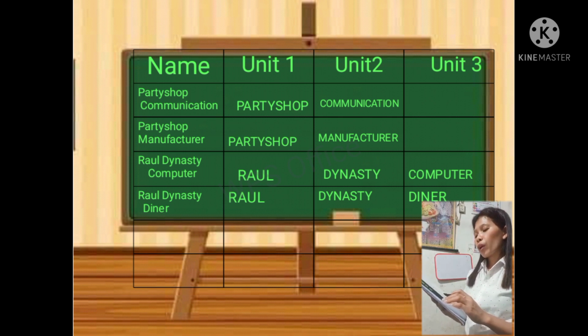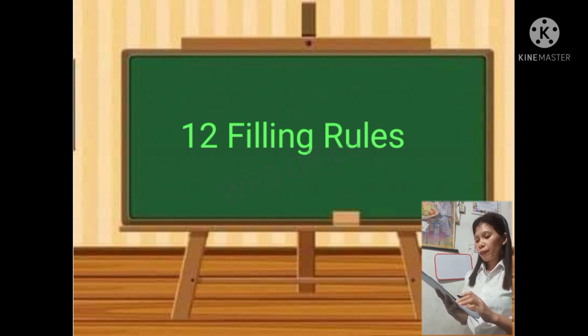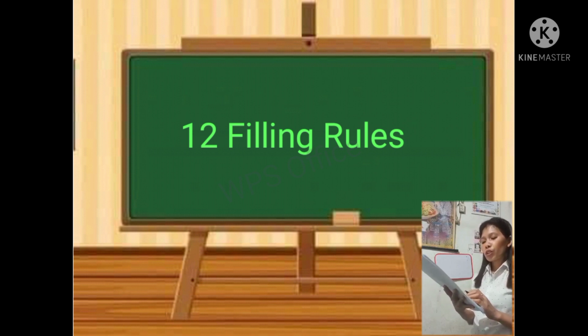Next, we have the 12 filing rules. The first is names of individuals. When we index the name of a person, arrange the units in this order: the last name as unit 1, the first name or initial as unit 2, and the middle name or initial as unit 3. Periods are not used in indexing.